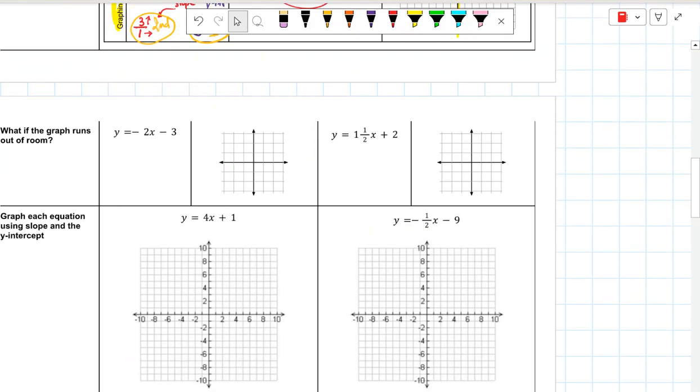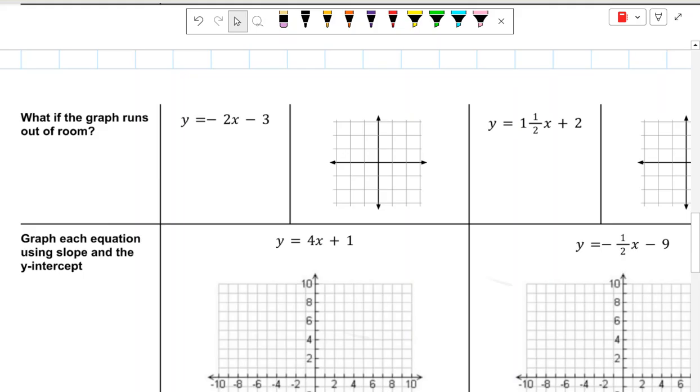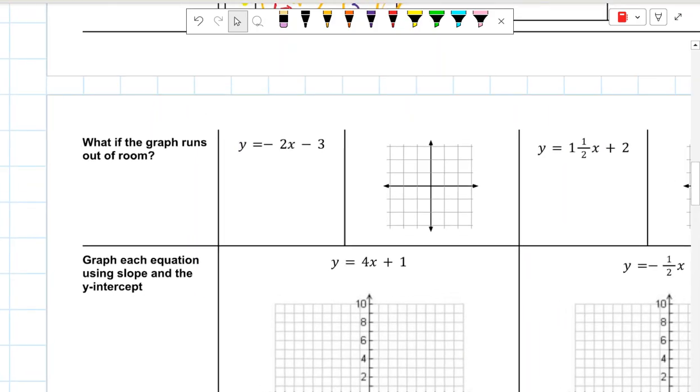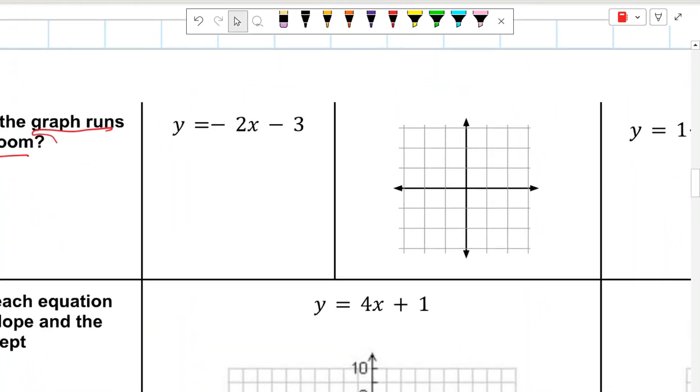Now sometimes, as you're graphing from slope-intercept form, you're going to run into some problems. What if the graph runs out of room? Well, these graphs are small like this, and that's on purpose because I want you to witness what happens when you run out of room. Before we begin, we have y equals negative 2x minus 3. That is in slope-intercept form, so we can graph. I can see here that I have my b, and I also have my slope.